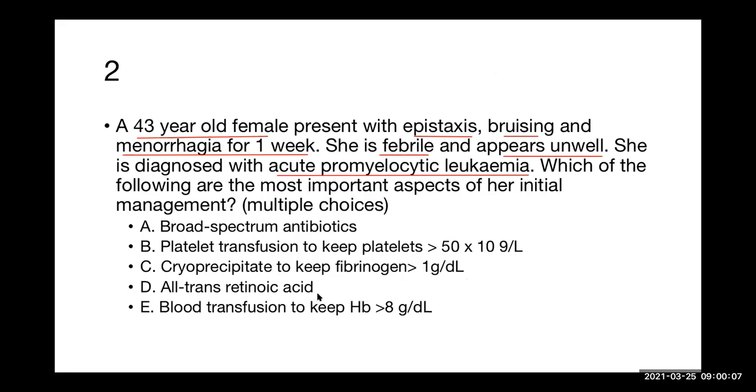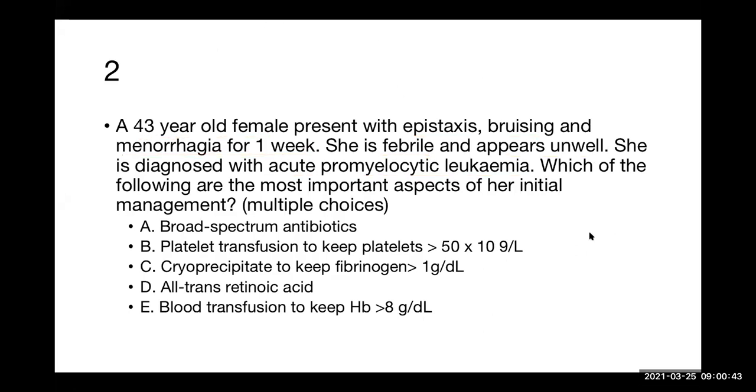All trans retinoic acid is the specific treatment of acute promyelocytic leukemia. This is vitamin A derivative and it is used there. And the last one, usually these patients are anemic also. Look at the causes of bleeding here, menorrhagia. Okay, this itself can lead to anemia, and bone marrow suppression can also lead to anemia. So blood transfusion is also done to keep hemoglobin level more than 8. So all of the options are correct here, all of the options.